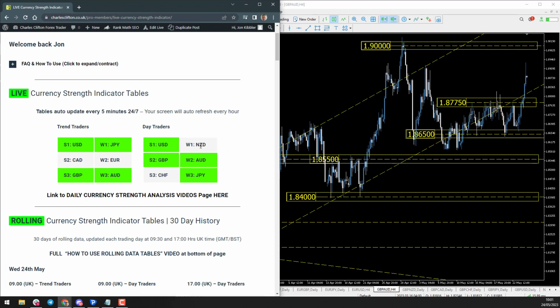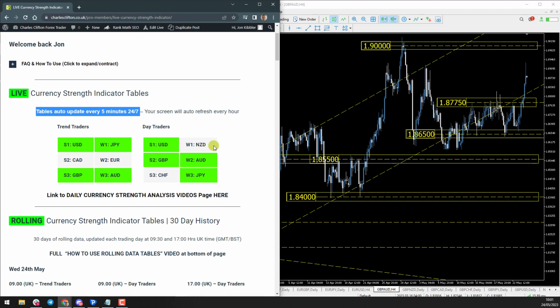Oh, we just saw a change then as well. So we've just seen the Kiwi remove itself from the trend trader side of the tables, and you can see that there's no confluence there now. That just shows you that the tables auto update every 5 minutes, 24/7. When we say it, it does it, okay? And that's why these tables are so useful in our trading.